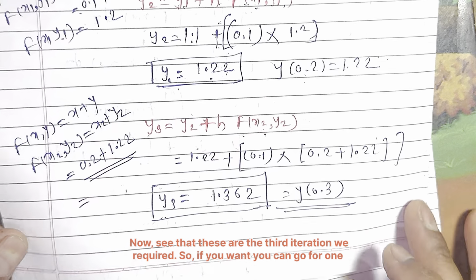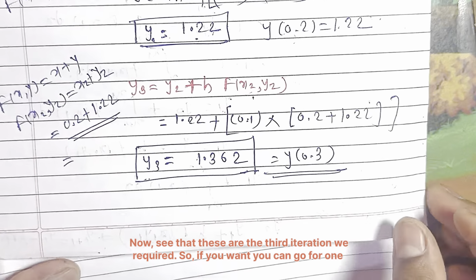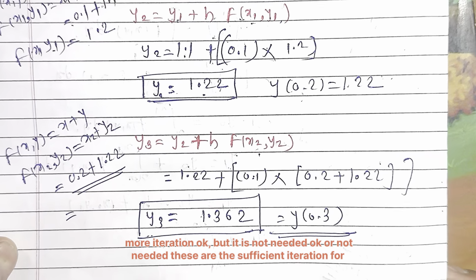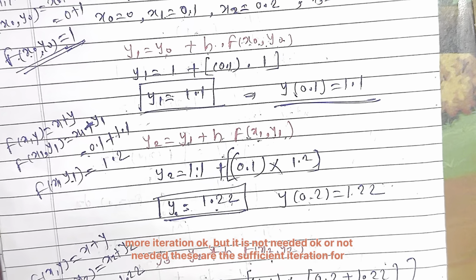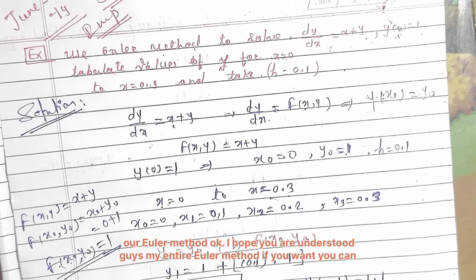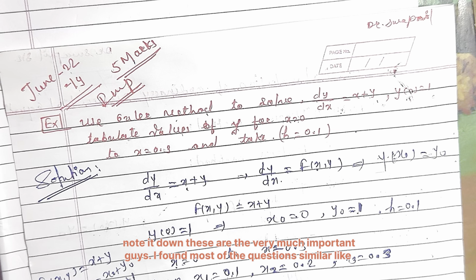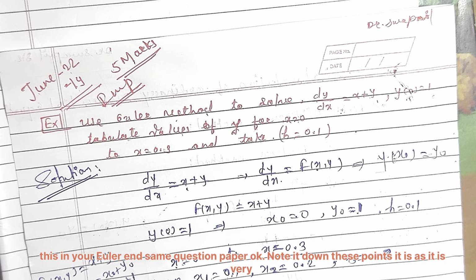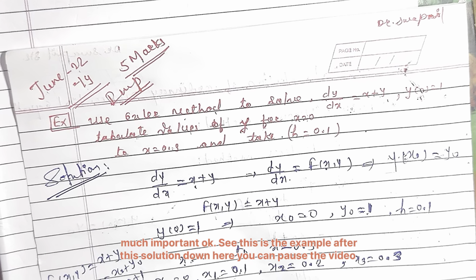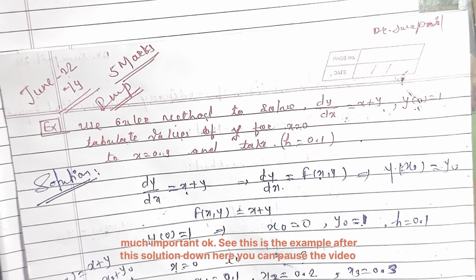Now see that these are the three iterations we required. If you want, you can go for one more iteration, but it is not needed. These are sufficient iterations for our Euler method. I hope you all have understood my entire Euler method. If you want, you can note it down. These are very important. I found most of the questions similar to this in your ENDSEM question paper.